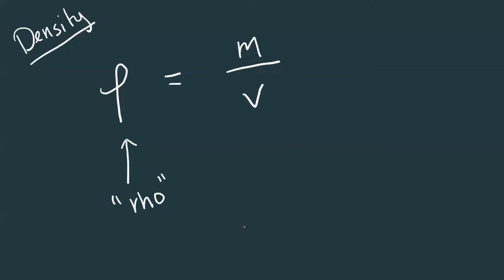Okay. So often density is shortened to this rho. It's a Greek letter rho. Rho is mass over volume. It has the shortened form. So density is mass over volume there.